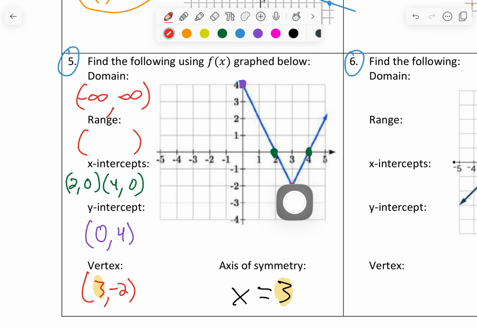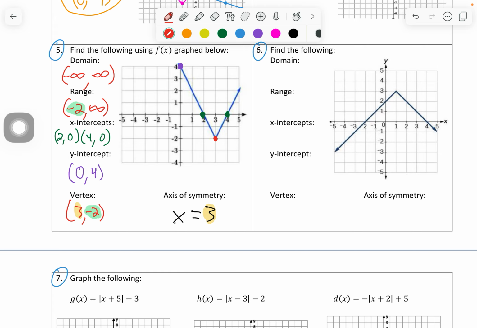So as you go up, the first time you see the graph is right here at the vertex, and it's the y value of the vertex. So -2. Start at -2. This and this are going to be the same. So -2, comma, and then you see as you go up, it goes up forever. So -2 to infinity. All right, so that is those.